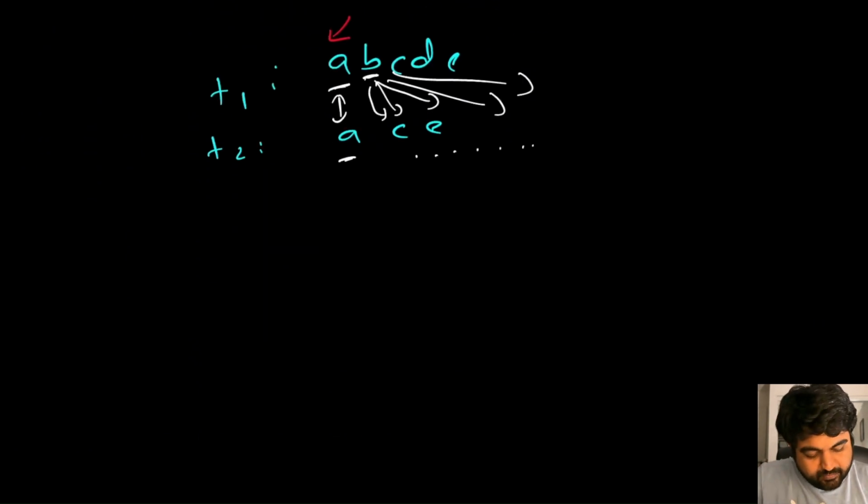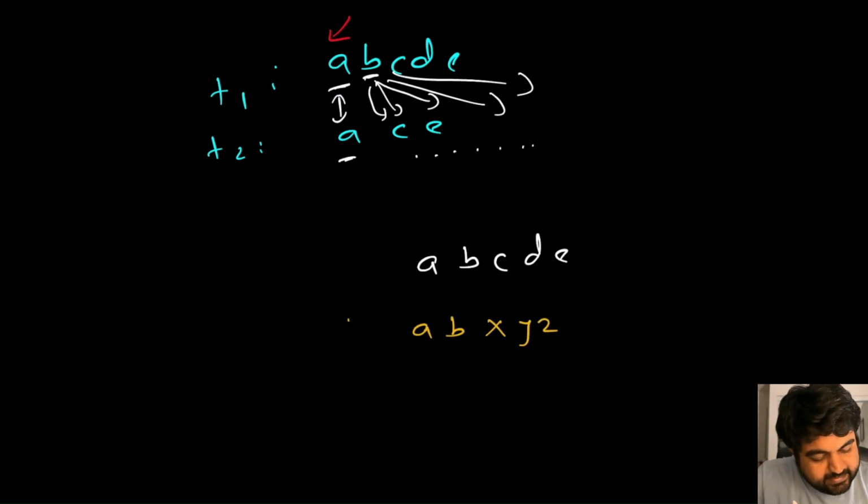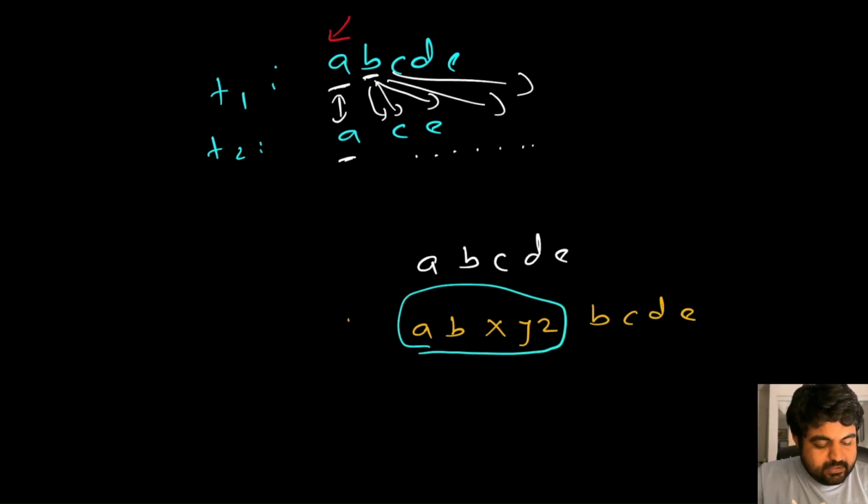So let me give you one example like this. Let's say that we are given the strings a b c d e, and the t2 string to be a b, then x y z, and then once again the string b c d e. So do you think that from this particular point forward, the longest common subsequence we can make is going to be 2?